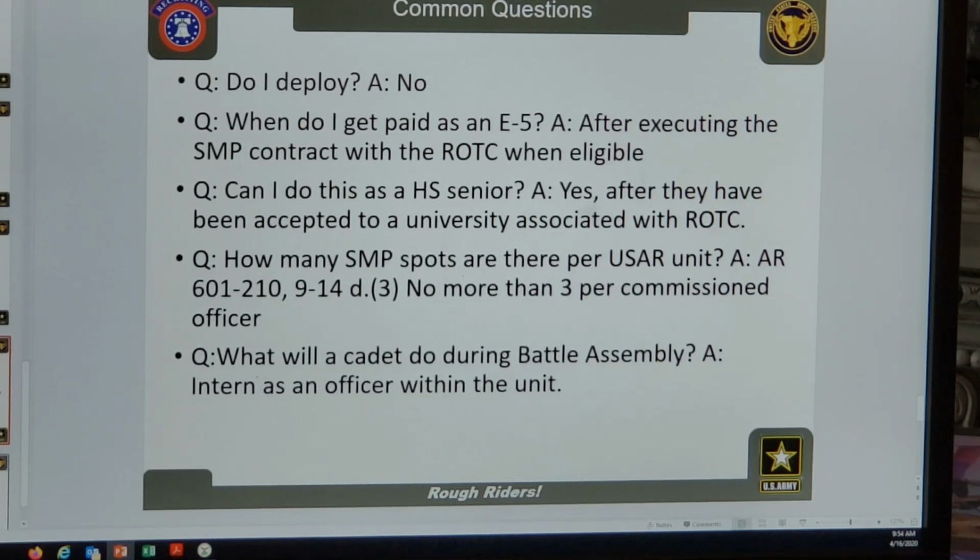All right, some of the common questions. Do I deploy? Nope. Showed you that. AR 601-210 9-14. Do not deploy. Once you're enrolled, you're locked in.